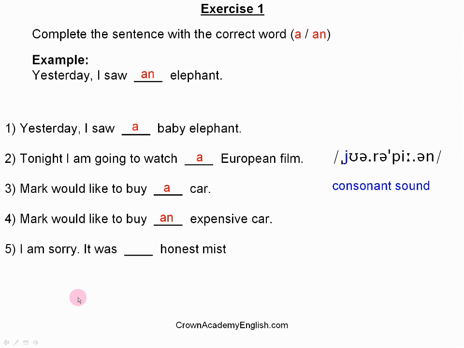Question 5. The answer is, I'm sorry, it was an honest mistake. So again, this is one of those exceptions. And although it starts with a consonant letter, the pronunciation is in fact a vowel sound. Honest. The H is silent. So we say an honest mistake. Okay?